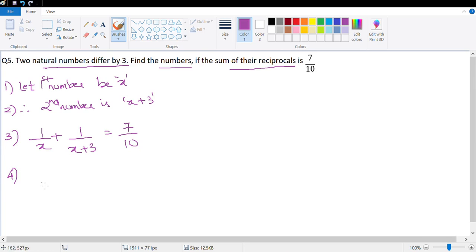Now we need to take the LCM. LCM would be x times x plus 3. This would become x plus 3. This would become x, is equal to 7 upon 10.